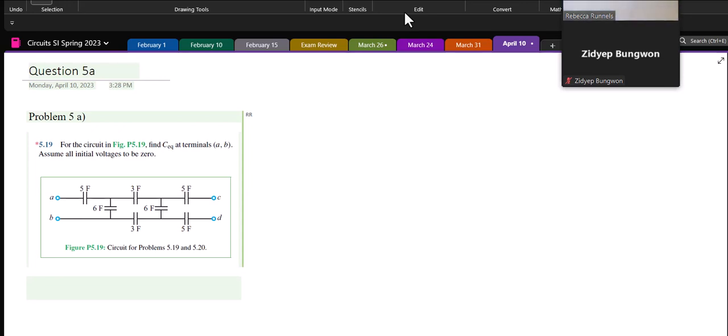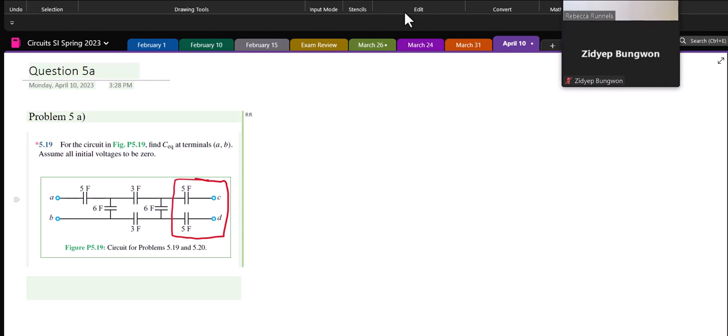Okay, so for this one, we are supposed to find the equivalent capacitance at terminals A and B and assume all initial voltages to be 0. What's a little weird about the way this one is set up is just how you're looking at the equivalent capacitance at terminals A and B. What that means is these last two capacitors right here aren't going to be included because they're not part of the complete circuit.